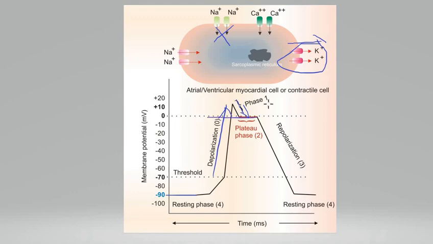Once the transmembrane potential reaches 0 millivolt, the calcium channel becomes more active. Now the cell gets more calcium ions. For about 200 milliseconds, the net gain of cations of the cell is about 0, meaning it receives the same number of cations as it moves out. So there is no change in the transmembrane potential. It remains at 0 millivolt for about 200 milliseconds, and this phase is known as plateau phase or phase 2.